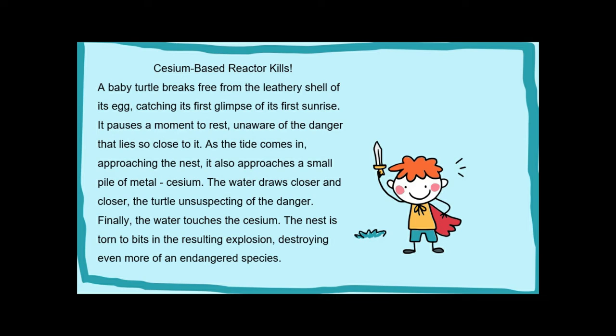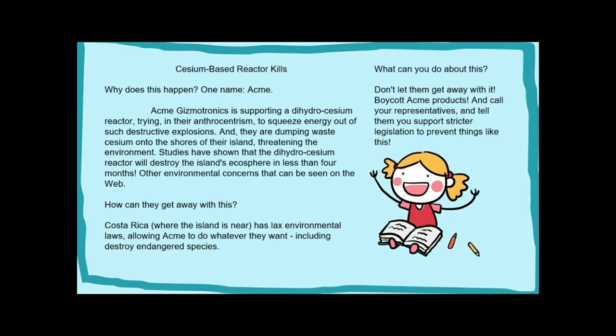As the tide comes in approaching the nest, it also approaches a small pile of metal, the cesium. The water draws closer and closer, the turtle unsuspecting of the danger. Finally, the water touches the cesium. The nest is turned to bits in the resulting explosion, destroying even more of an endangered species. Why does this happen? The answer: one name, Acme.